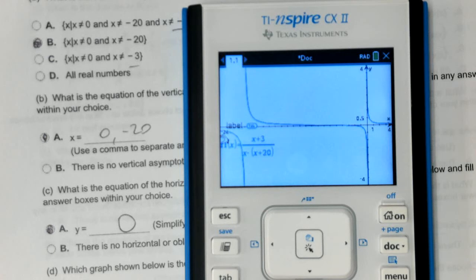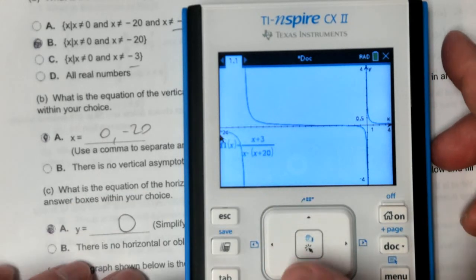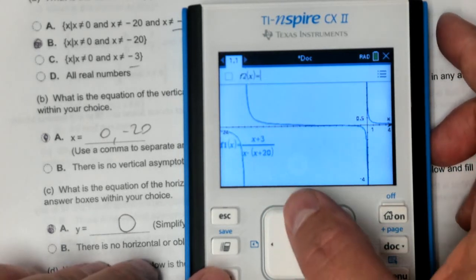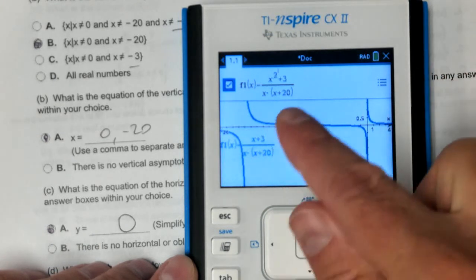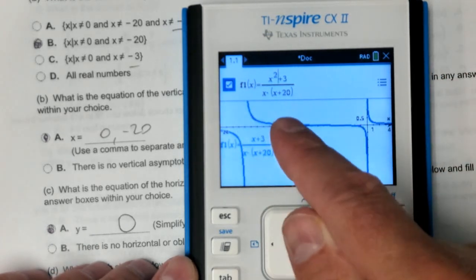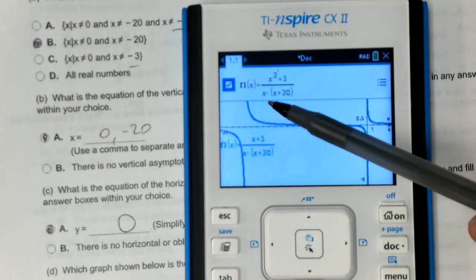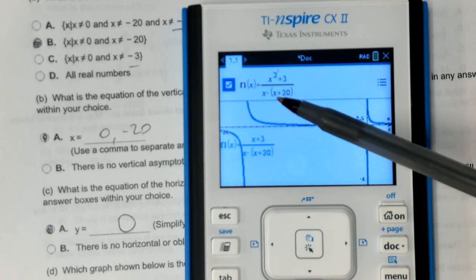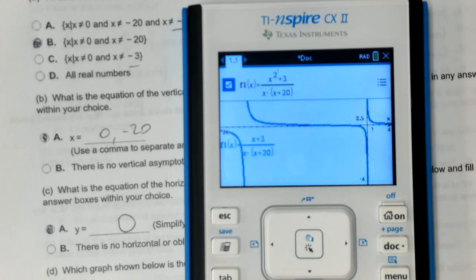Yeah. And the case that we haven't talked about today, but we did on Friday, was what if it were this situation? Let me go to tab. What if it were x squared plus 3 over x times x plus 20? Then the degree of your numerator would match the degree of the denominator. And so you do your ratio, and so you get 1. x squared over x squared would be 1. So watch this just shift up just a little bit.